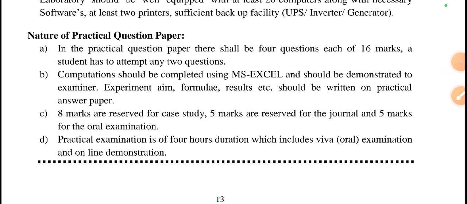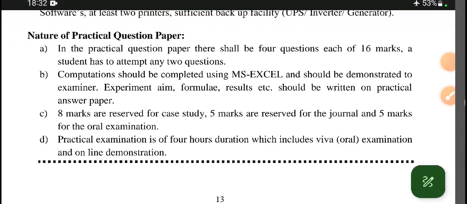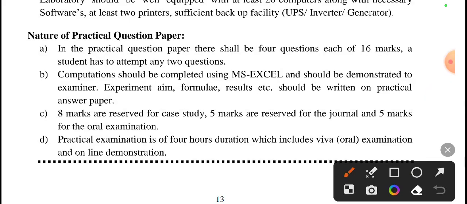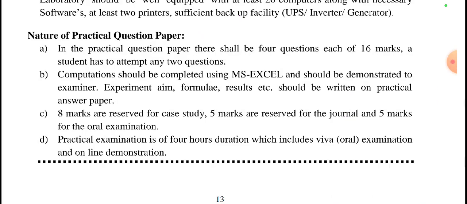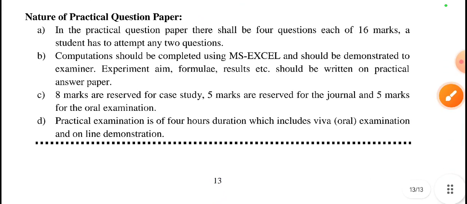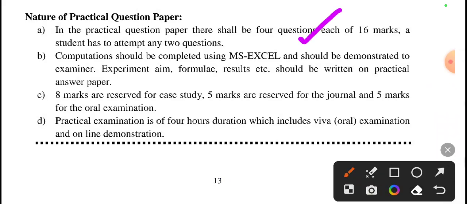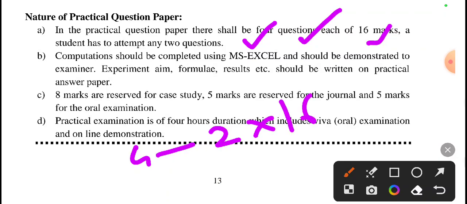Now you can see the nature of the practical examination. This is the nature of the practical question paper. In this practical question paper there shall be 4 questions, each of 16 marks. A student has to attempt any 2 questions. So the total number of questions is 4, you have to attempt any 2, and each question carries 16 marks. Therefore your practical examination shall be of 32 marks.